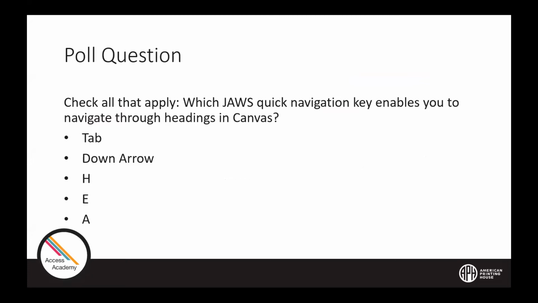This is a check all that apply question. We want to know which web page elements are frequently used in Canvas. Which web page elements are frequently used in Canvas? Check all that apply. Regions, headings, links, and buttons.